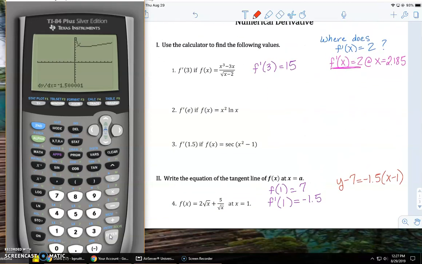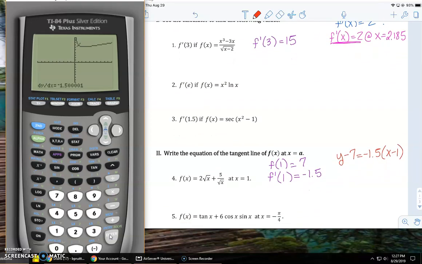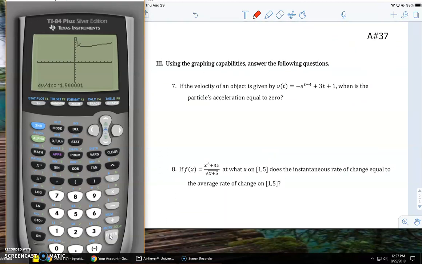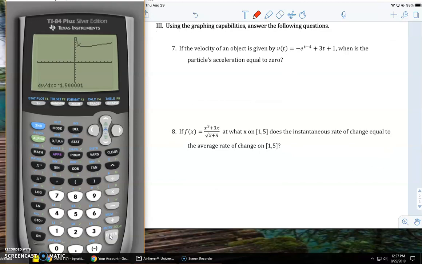So that's what you're going to do on this worksheet, use the calculator to get these values or this equation of the tangent line. The backside has the idea of you using that graphing. Like I said, how can you graph the derivative without actually finding it? I do want to give you one warning, and it's this.